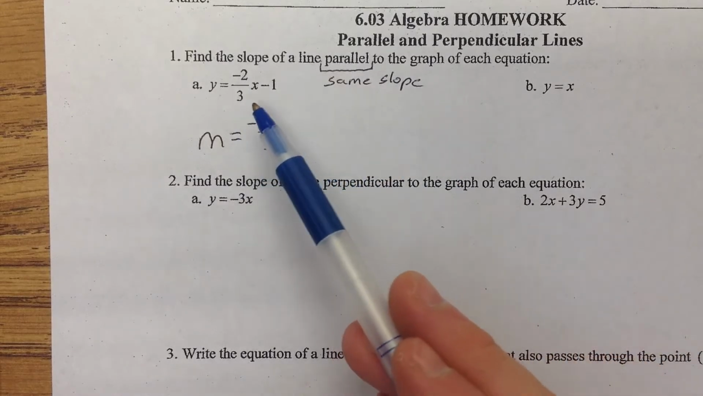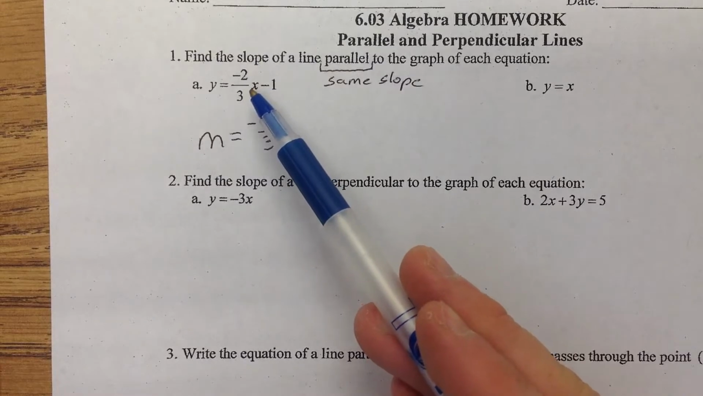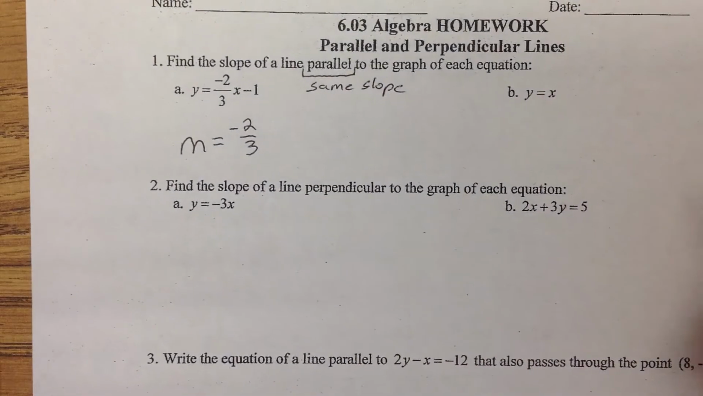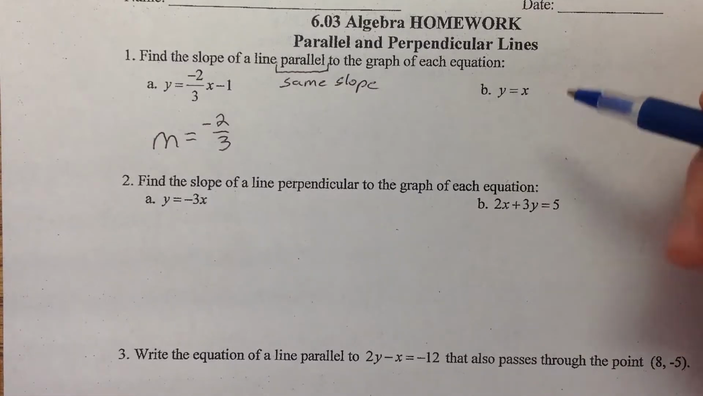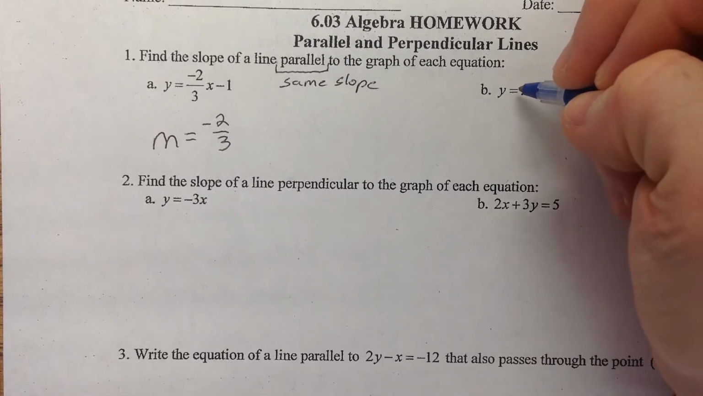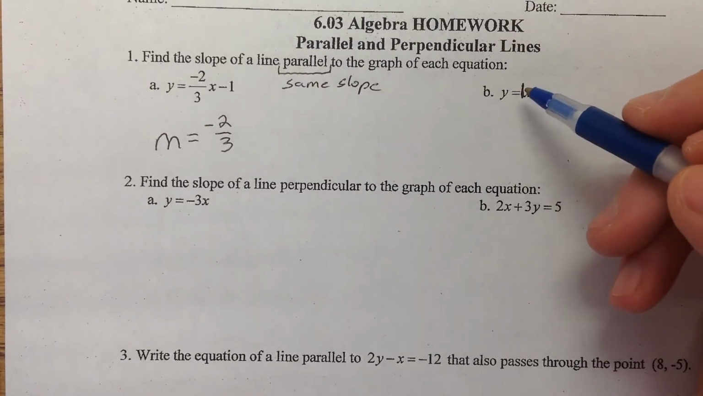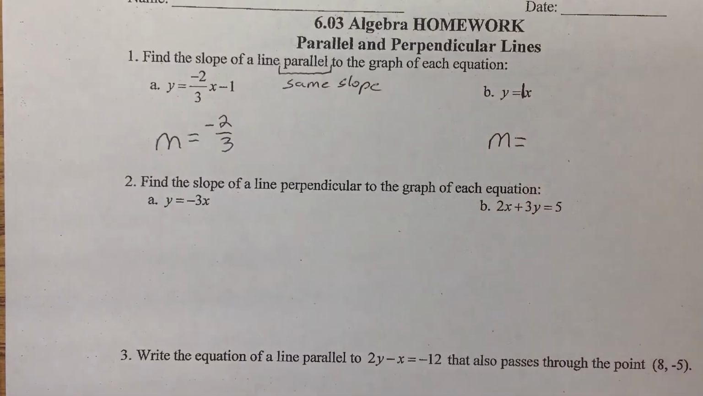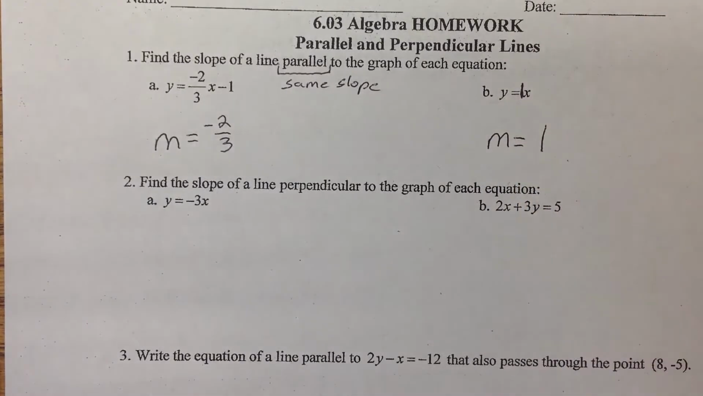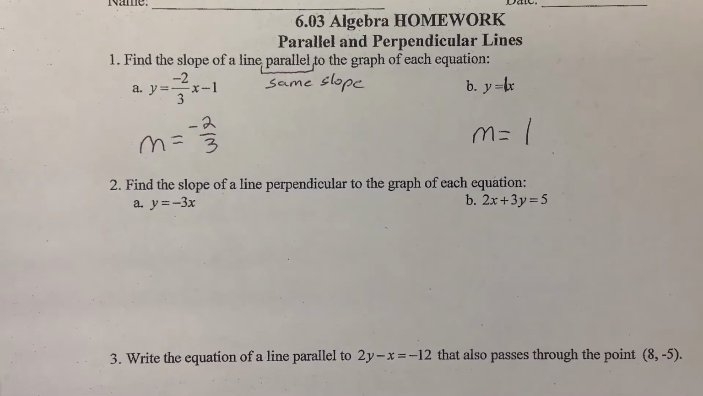And the reason I knew it was negative 2/3 is because it was the number in front of the x. Whatever's next to the x is always your slope. So if we go over here, you might be saying to yourself, but on this one there is no number next to the x. You just have to remember that there's that invisible 1 there. So if the slope of this line is 1, the slope of a parallel line would also just be 1. All right, so parallel lines have the same slope.